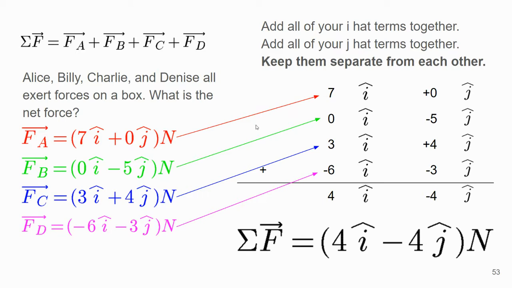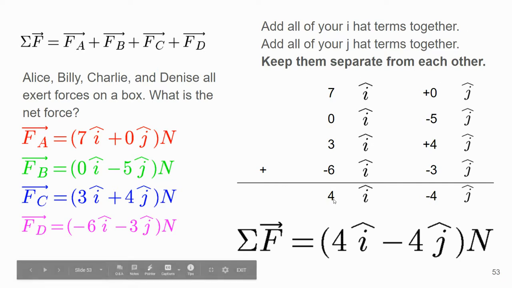So yeah, this is how we add the vectors. Express them in their components, as something i hat plus something j hat. And then to add them up, just line up all the i hat terms, add them all straight down, line up all the j hat terms, add them all straight down, and then you get this.